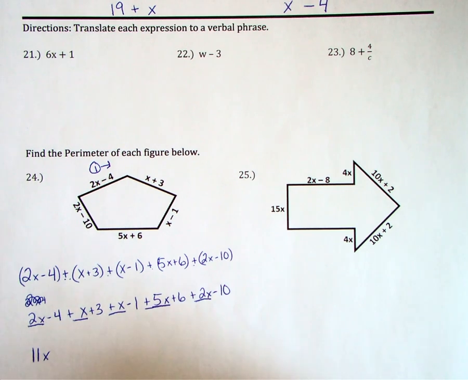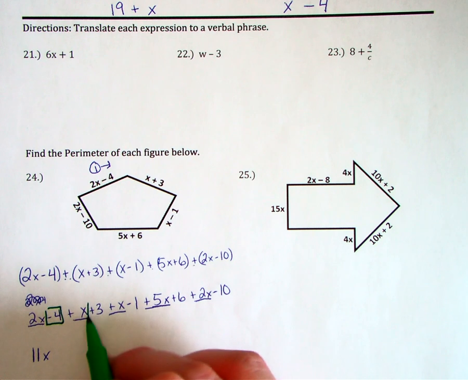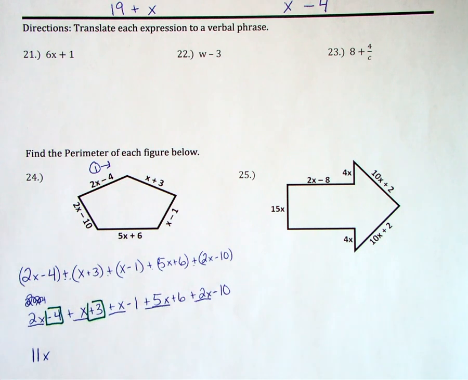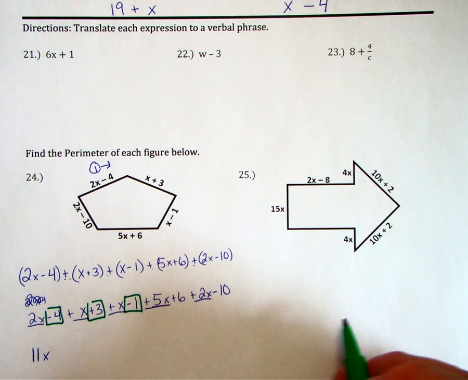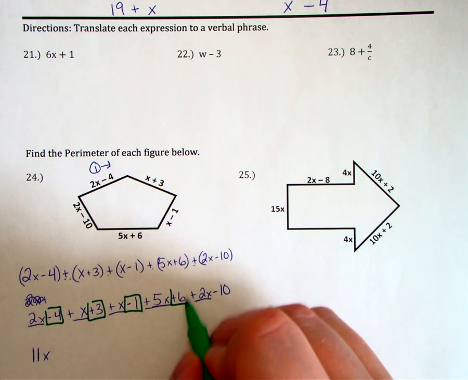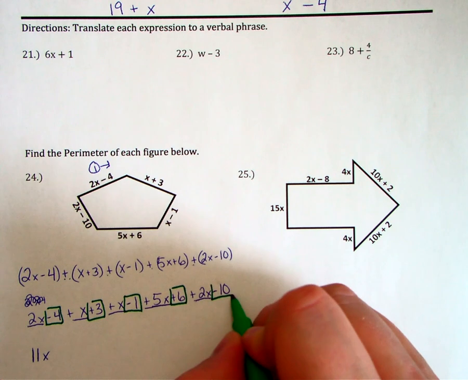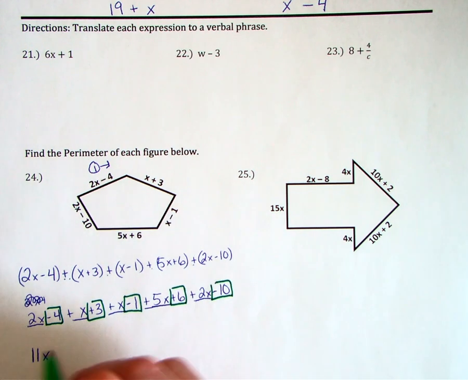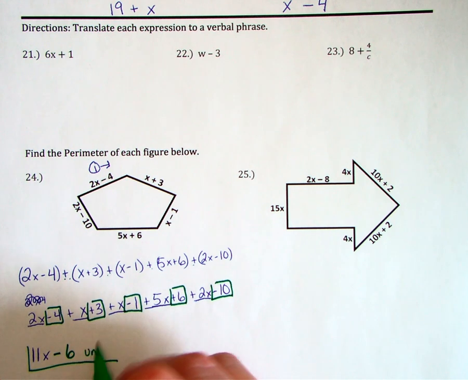All right, now we want to go through and capture our constants. So we have a minus 4 plus 3. Minus 4 plus 3, that's going to give me negative 1. Negative 1 minus 1 is negative 2. Negative 2 plus 6 is positive 4. Positive 4 minus 10 is then negative 6. And so our perimeter would be 11x minus 6 units.